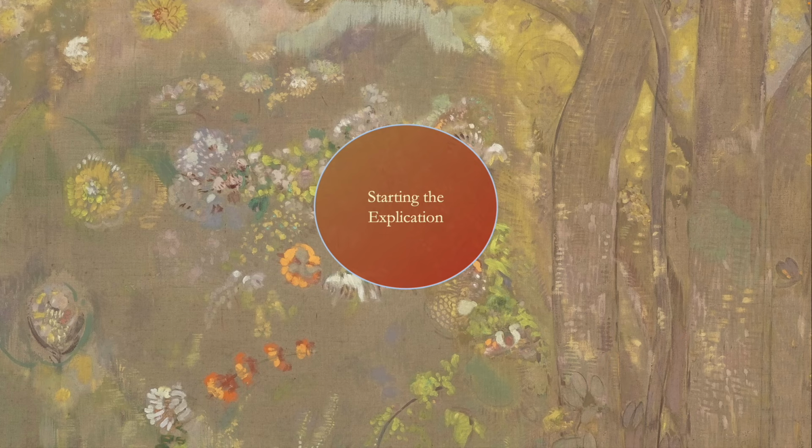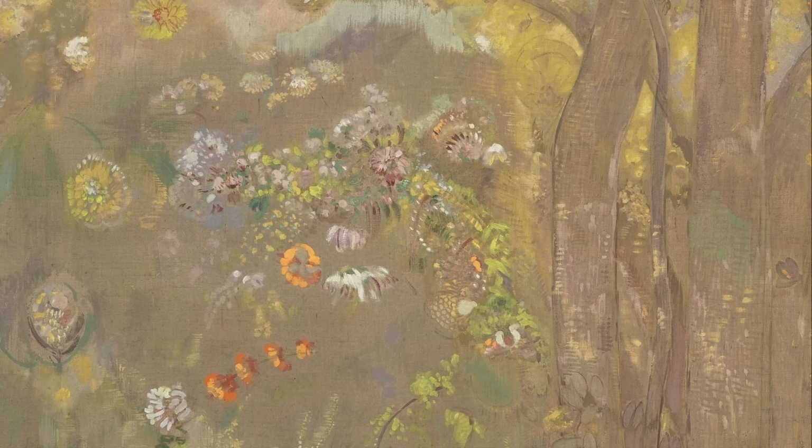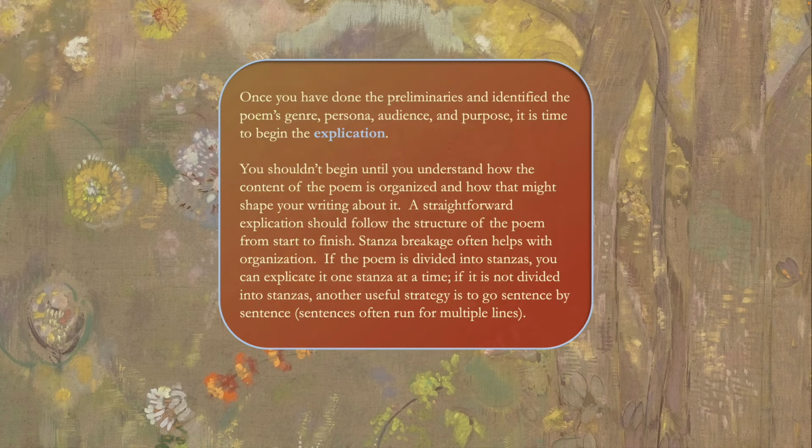So starting the explication. Once you have done the preliminaries and identified the poem's genre, persona, audience, and purpose, it is time to begin the explication itself. You shouldn't begin until you understand how the content of the poem is organized and how that might shape your writing about it. A straightforward explication should follow the structure of the poem from start to finish, and stanza breakage will often help with the organization of an essay.